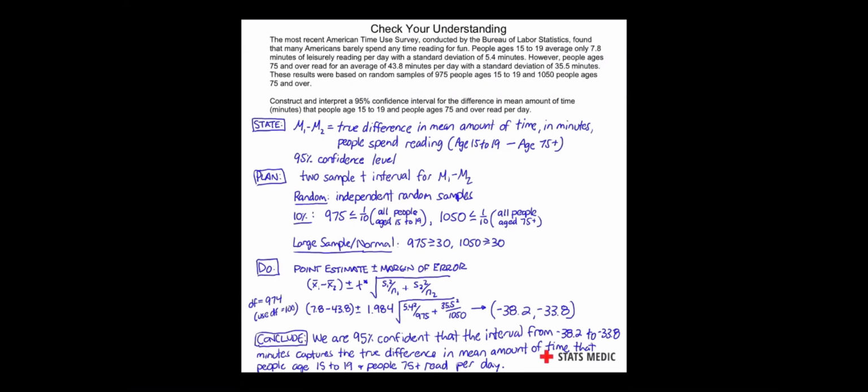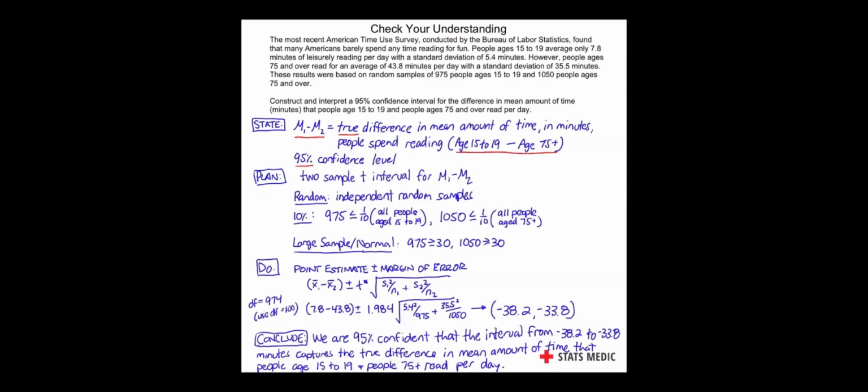So for the state, we want to start out by identifying the parameter that we're trying to estimate here, which is the difference between the two means, and then making sure that it's clear that we're referring to the population here. We're using the word true, and then also indicating the order of subtraction here. So we are going to do the people aged 15 to 19 minus the people that are aged 75 and older. And then the other thing you need in the state is the confidence level, which was given to you as 95%.